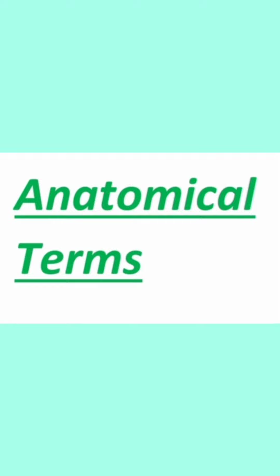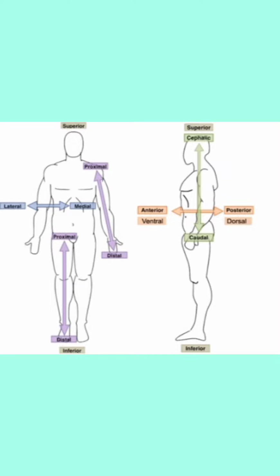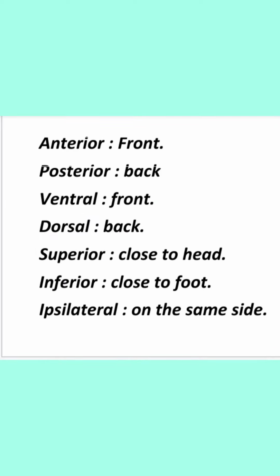So in this video, I'm going to discuss the anatomical terms which are very important for medical students. Here you can see a lot of terms like superior, inferior, medial, lateral. Okay, start with the anterior. Anterior means front part, posterior back. Anterior or ventral are the same terms. Posterior and dorsal are the same terms. Don't get confused by it.